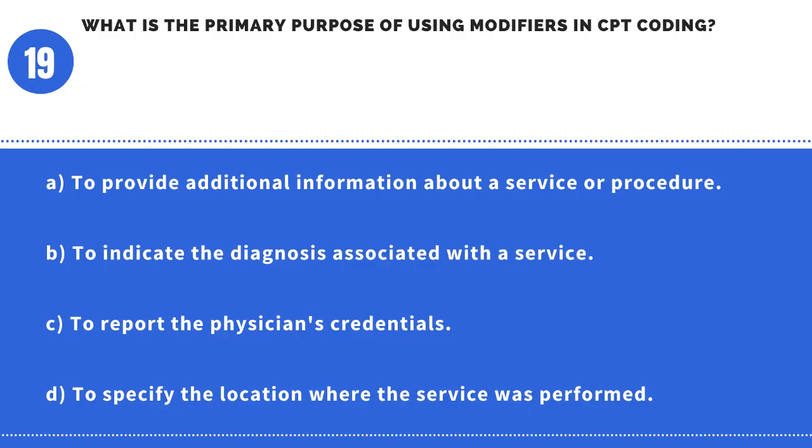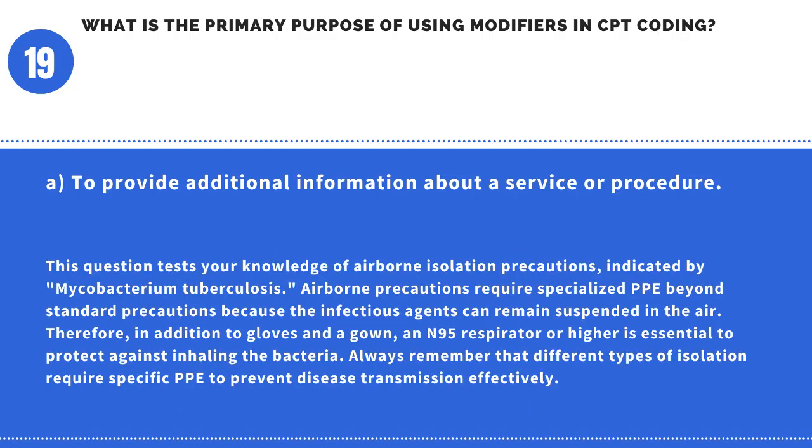Question 19. What is the primary purpose of using modifiers in CPT coding? A. To provide additional information about a service or procedure. B. To indicate the diagnosis associated with a service. C. To report the physician's credentials. D. To specify the location where the service was performed. Answer. A. To provide additional information about a service or procedure.